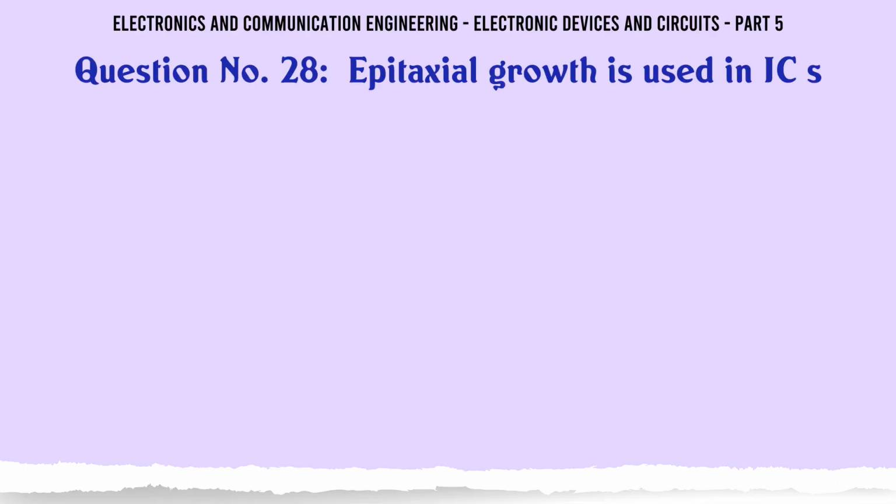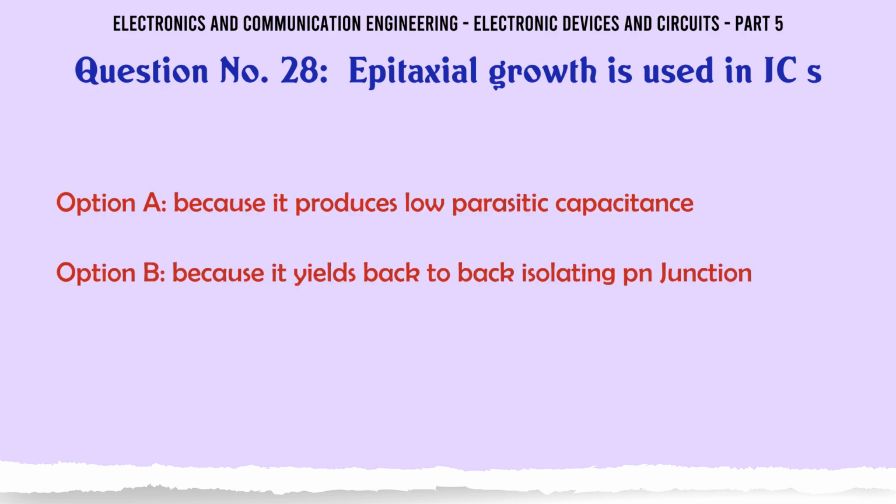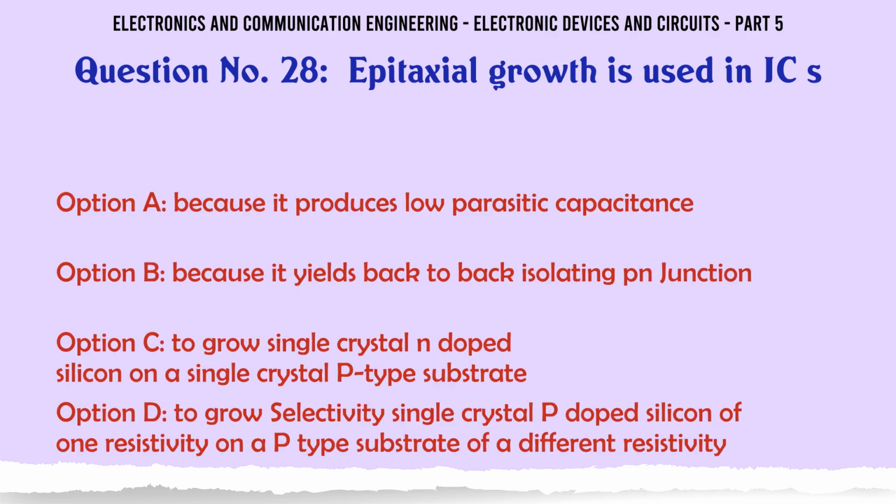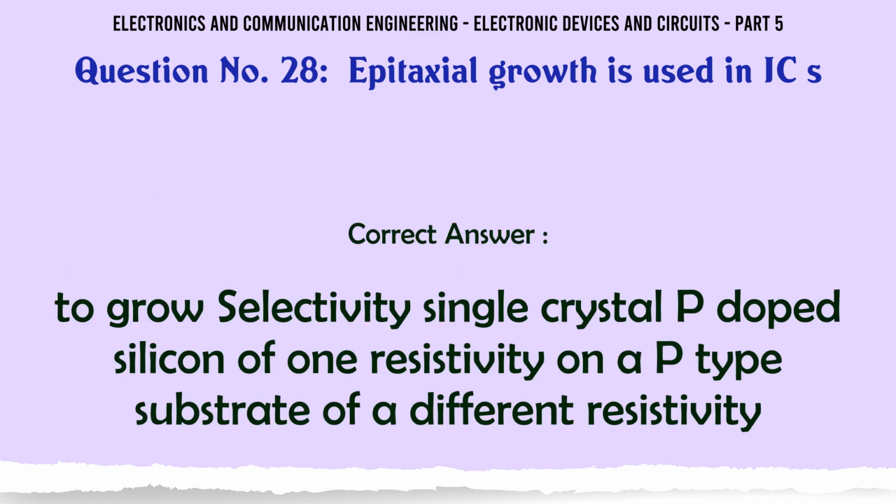Epitaxial growth is used in ICs A. because it produces low parasitic capacitance. B. because it yields back-to-back isolating PN junction. C. to grow single crystal N-doped silicon on a single crystal P-type substrate. D. To grow selectively single crystal p-doped silicon of one resistivity on a p-type substrate of a different resistivity. The correct answer is to grow selectively single crystal p-doped silicon of one resistivity on a p-type substrate of a different resistivity.